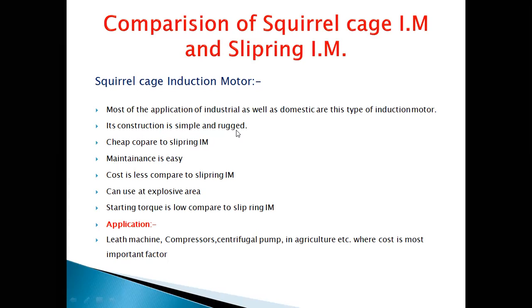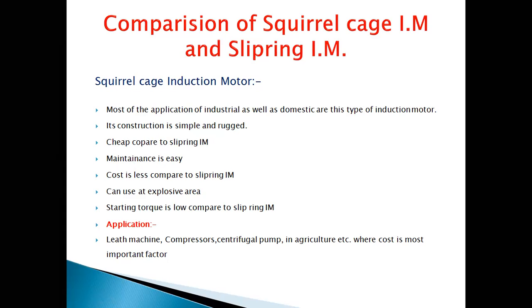It is simple. It is cheap as compared to the slip ring motor, because the additional parts, the slip rings and brushes, are not used here, so the cost will be lower. And as we will not require these components, its maintenance will also be easy. And we can use the squirrel cage induction motor in explosive areas, and its starting torque is low as compared to the slip ring motor. If we talk about the applications for the squirrel cage, we can take applications like compressors and centrifugal pumps.